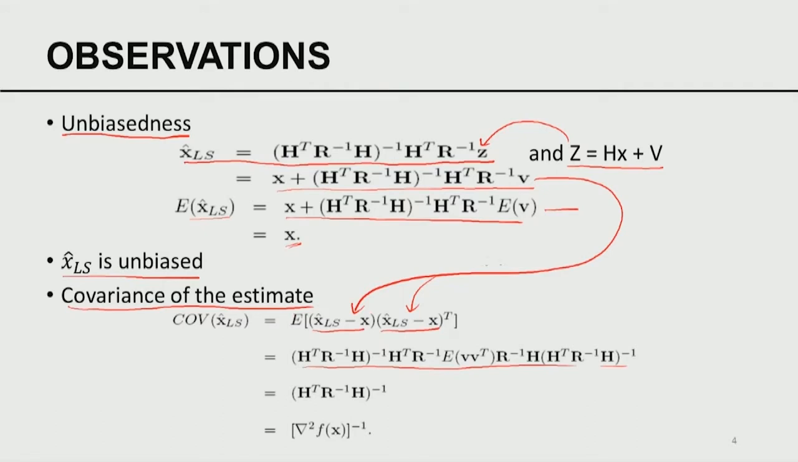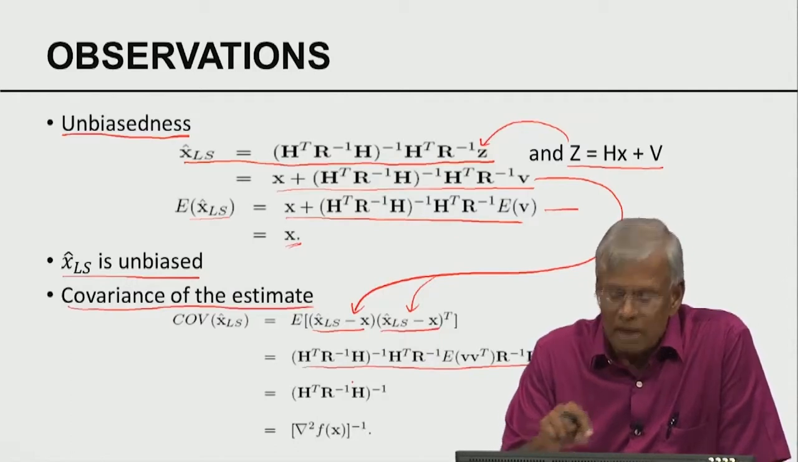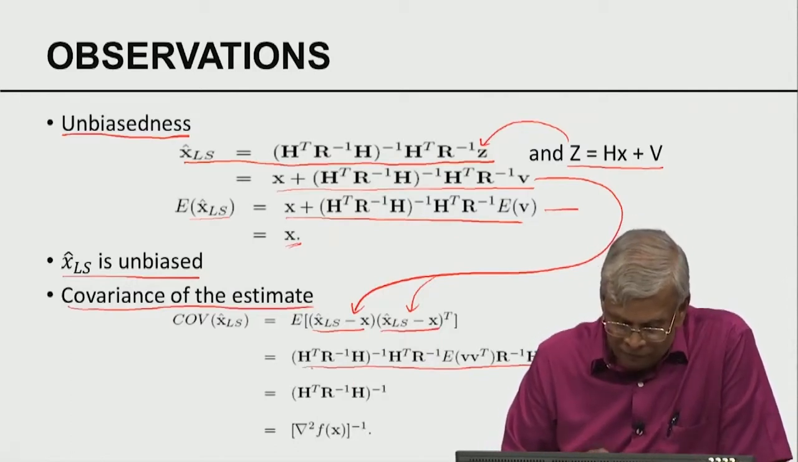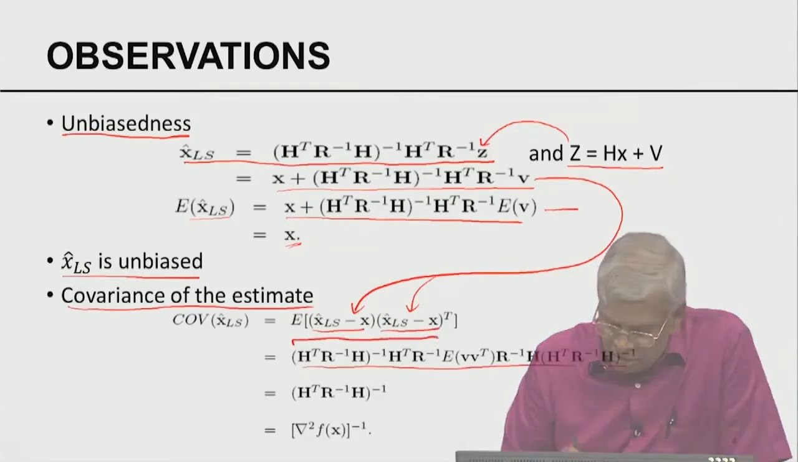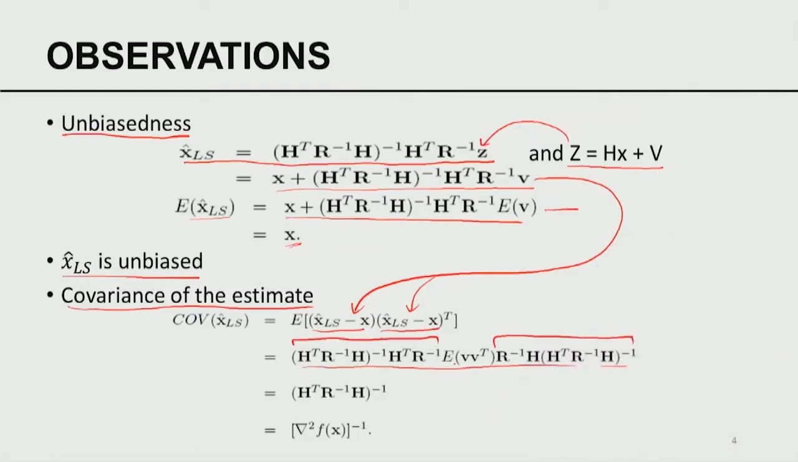It is very easy for me to draw these things and tell you, but I would like to emphasize that you should verify all this algebra. That is very fundamental. Now look at this. This term is not random. This term is not random. This term consists of the covariance of the noise vector, and we all know the covariance of the noise vector is R. This R will get cancelled with one R inverse. Once it gets cancelled with R inverse, the other term also gets cancelled, leaving behind (H transpose R inverse H) inverse. That is the expression for the covariance of the least square estimate.